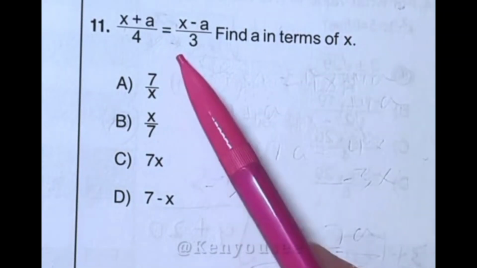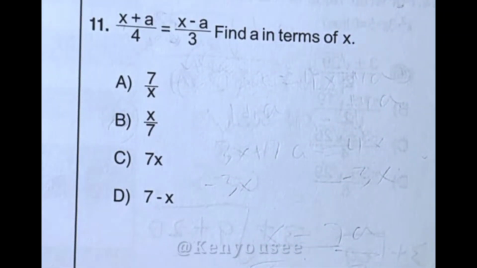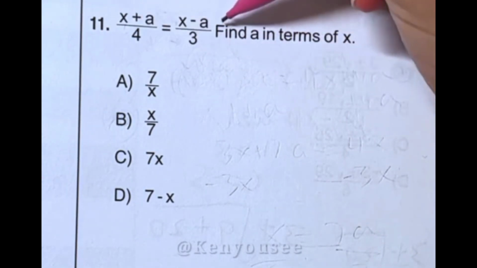(x + a)/4 is equal to (x - a)/3. Find a in terms of x. So we have fractions on both sides, and I don't want that, so how do we get rid of that? Well, this is a proportion. One fraction is equal to another fraction.